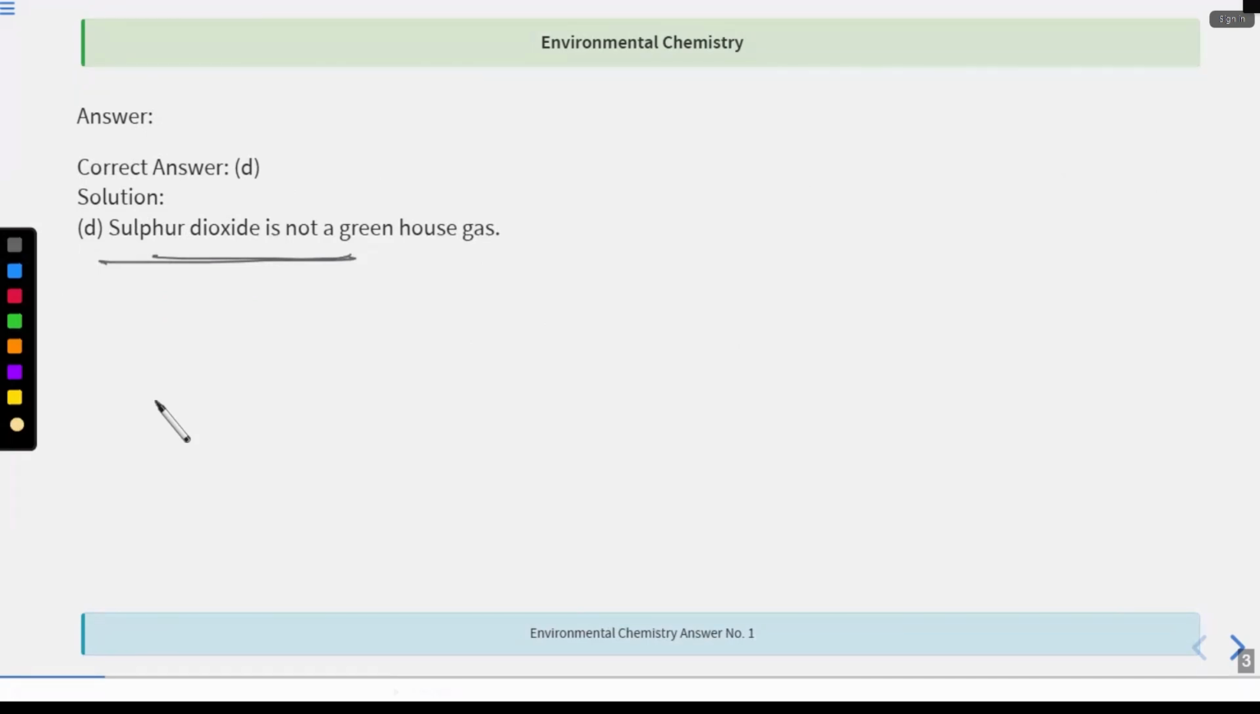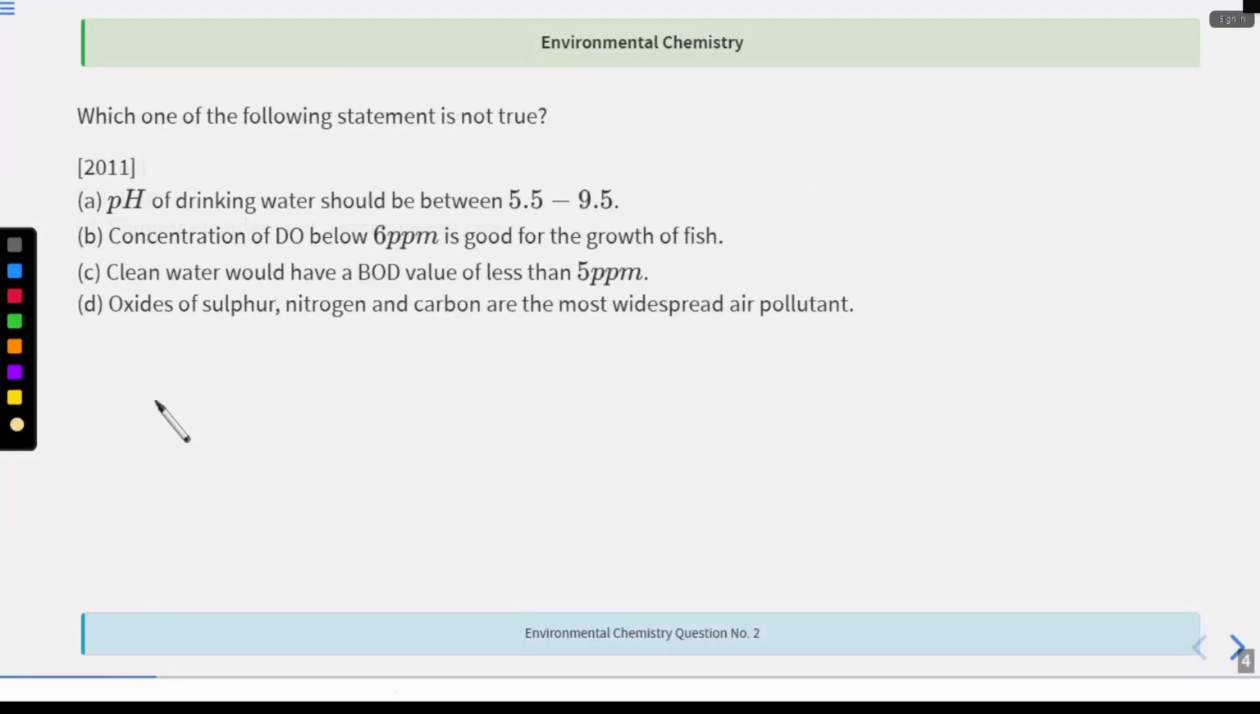Let's move on to the next question. Question number two. Which one of the following statements is not true? pH of drinking water should be between 5.5 and 9.5. Concentration of DO below 6 ppm is good for growth of fish. Clean water should have a BOD value of less than 5 ppm. Oxides of sulfur, nitrogen, carbon are most widespread air pollutants.